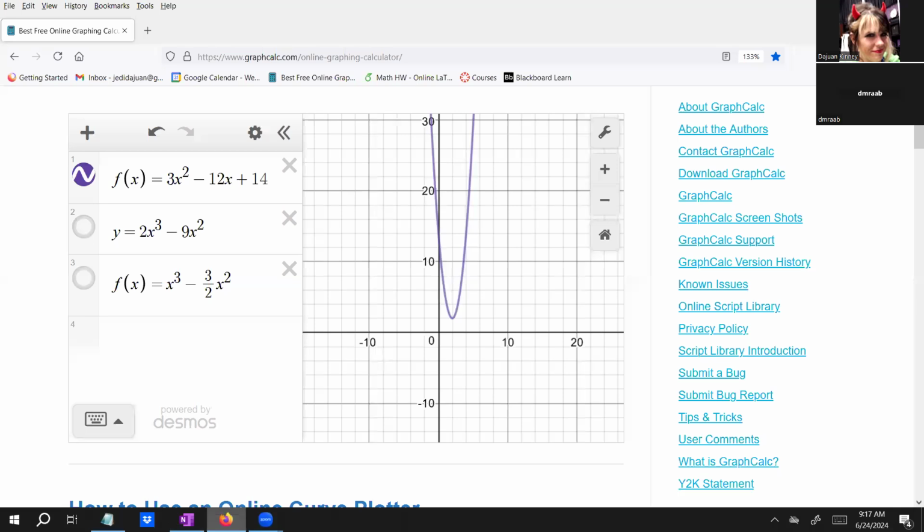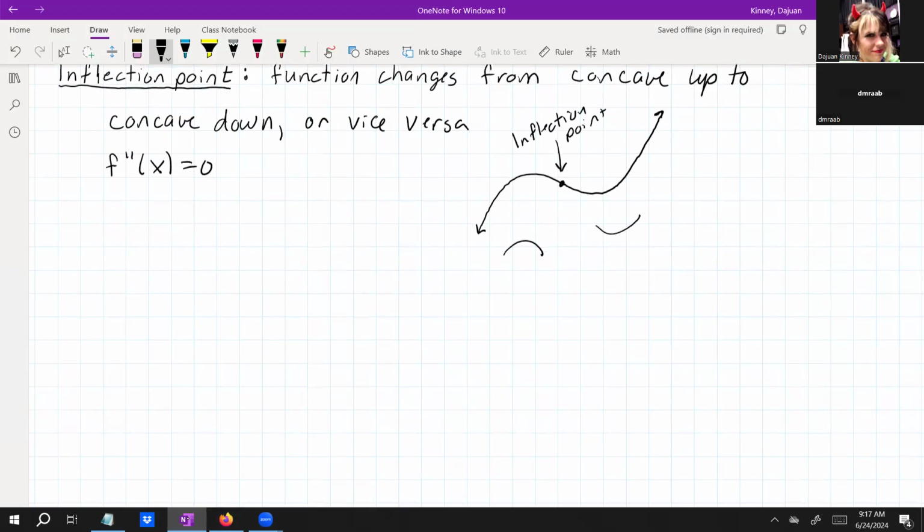I had a good function here. Where's the one I want to use? Actually, you know what? We'll look at a parabola. Let's take the very simple parabola, f of x equals x squared. Let's find some derivatives. Okay, so the first derivative is 2x. The second derivative is just 2. So our second derivative is a constant, positive 2.